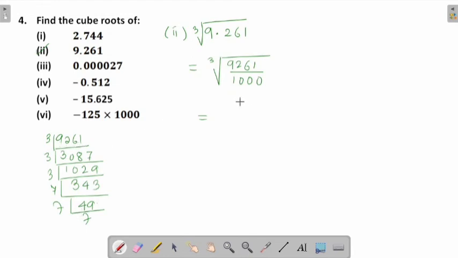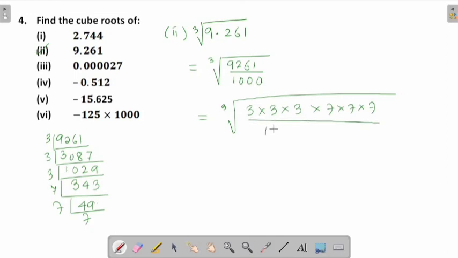See here carefully. So, this becomes the cube root of, in place of 9261 I am writing 3 into 3 into 3 into 7 into 7 into 7, divided by, similarly, 10 into 10 into 10. So, we have the cube root. In place of these 3 3s I will write only 1, in place of these 3 7s I will write only 1 7, in place of these 3 10s I will write only 1.